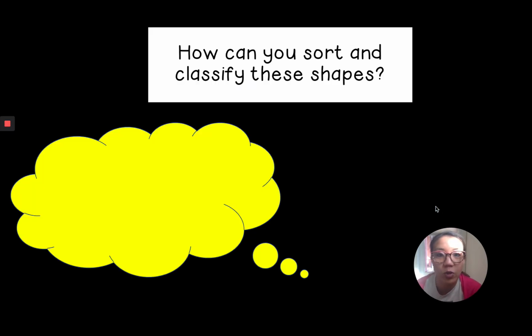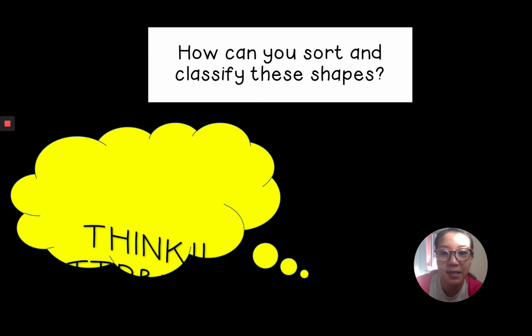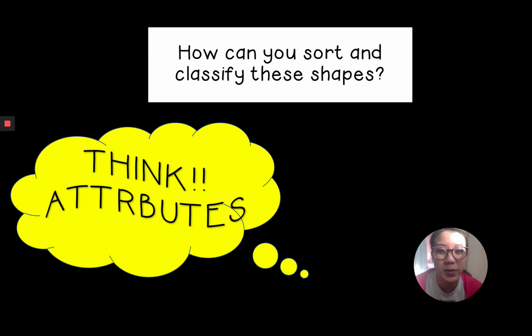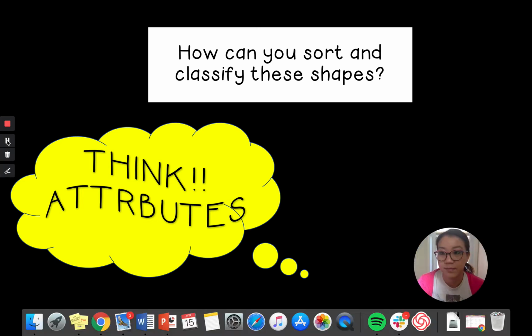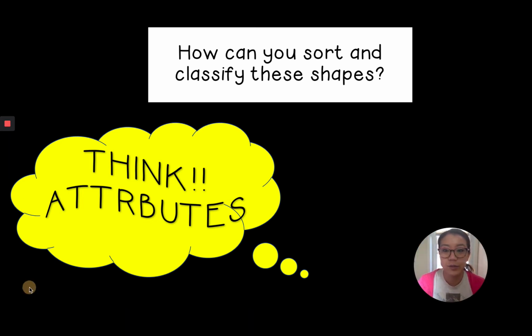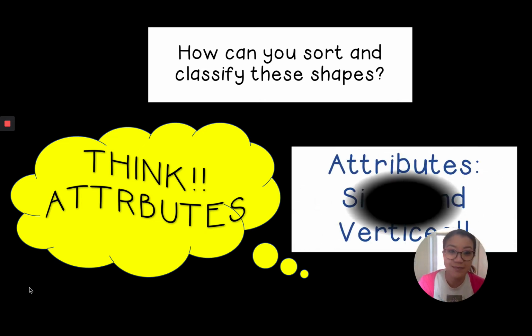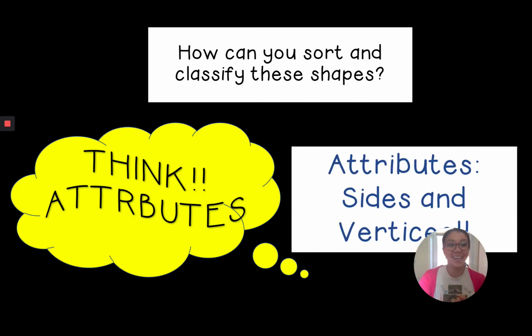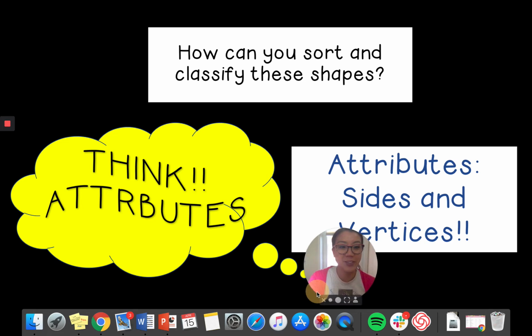So how can you sort and classify these shapes? You want to think attributes. So the attributes that we've learned are sides and vertices. So what are the attributes that we've learned? Sides and, let me move my picture, vertices.